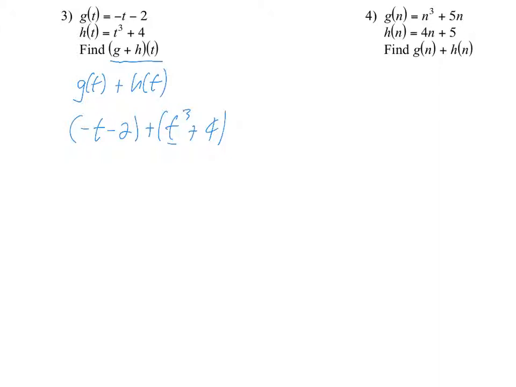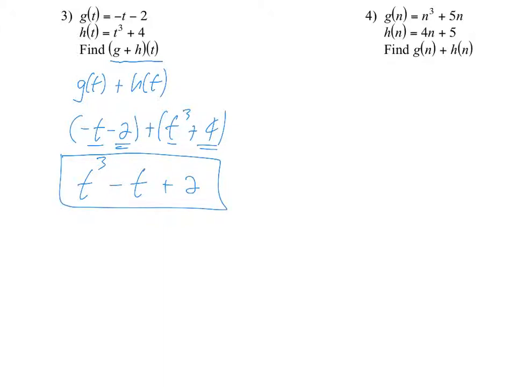We have a t cubed term, so that's going to go first in standard form. There's no t squared term. There's only a negative t. And we have negative 2 plus 4, which is positive 2. So the function g plus h of t is t cubed minus t plus 2.